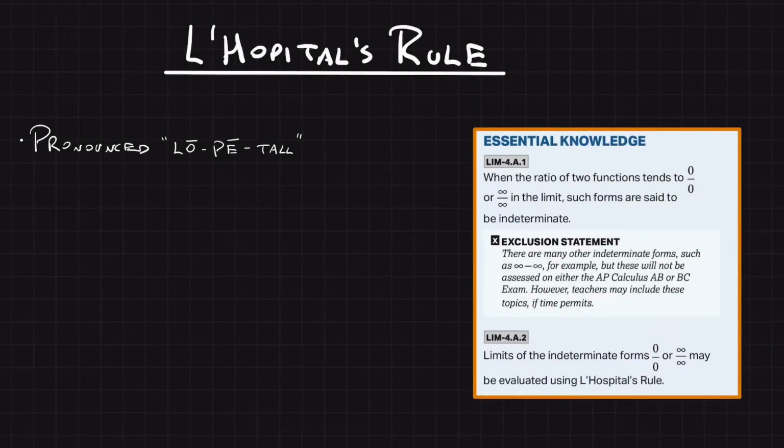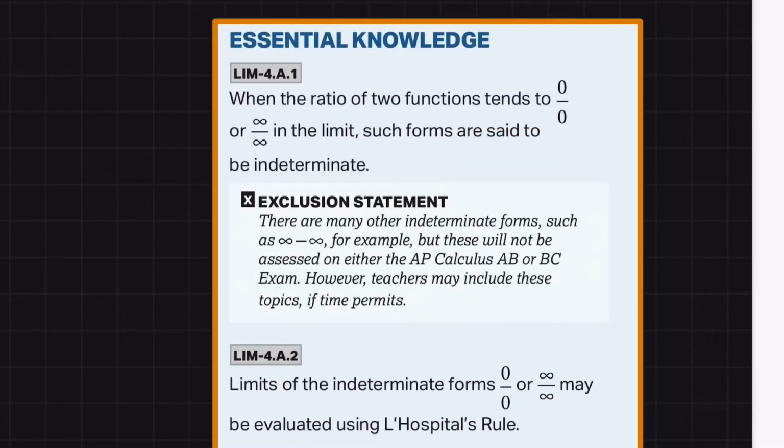Today's lesson is about L'Hopital's rule. L'Hopital is a way that you can evaluate indeterminate limits. When the ratio of two functions tends to 0 over 0 or infinity over infinity in the limit, such forms are said to be indeterminate. So that is something you've already learned.